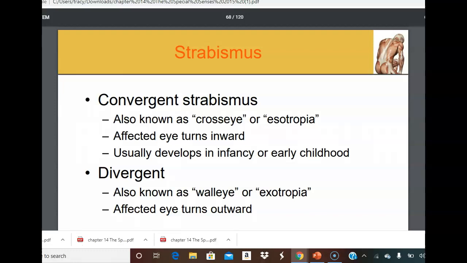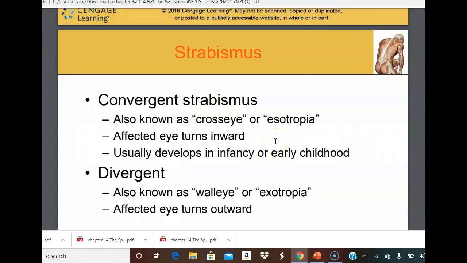Okay, convergent, so con means to or close to, so that would be like a cross eye. So someone that looks like one eye is a little closer, their gaze is inward on one eye, so it's basically an inward gaze. And then a divergent would be one that actually turns outward. They also call that walleye.